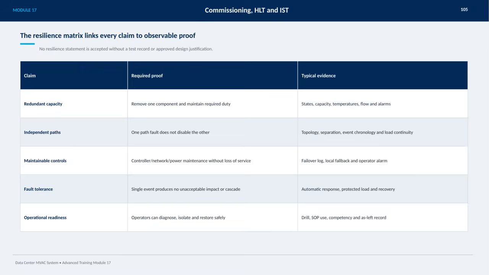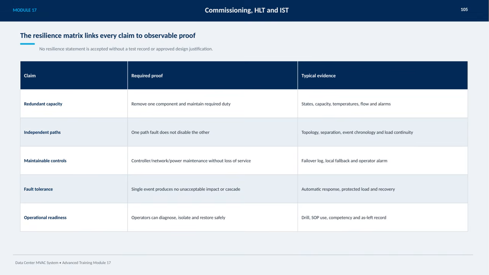On this slide, we see how the resilience matrix connects every claim about system reliability to tangible proof. No resilience statement is accepted without either a test record or an approved design justification. For example, when we claim redundant capacity, the required proof is the ability to remove one component while still maintaining the necessary duty. Typical evidence for this includes monitoring states, capacity, temperatures, flow, and alarms.